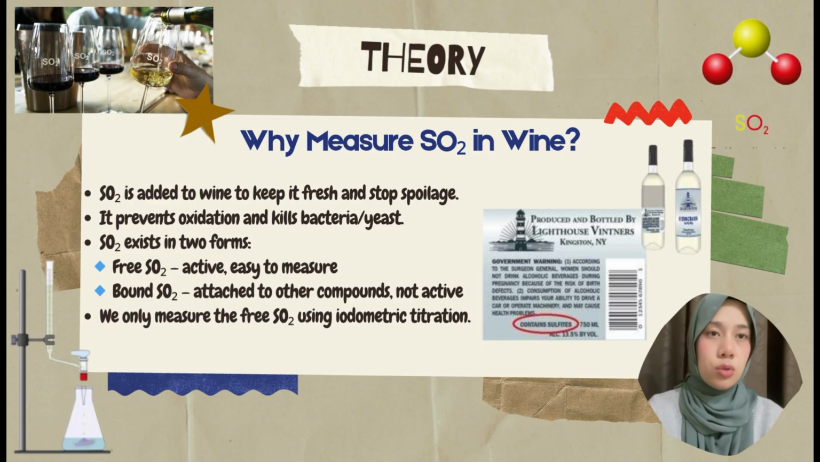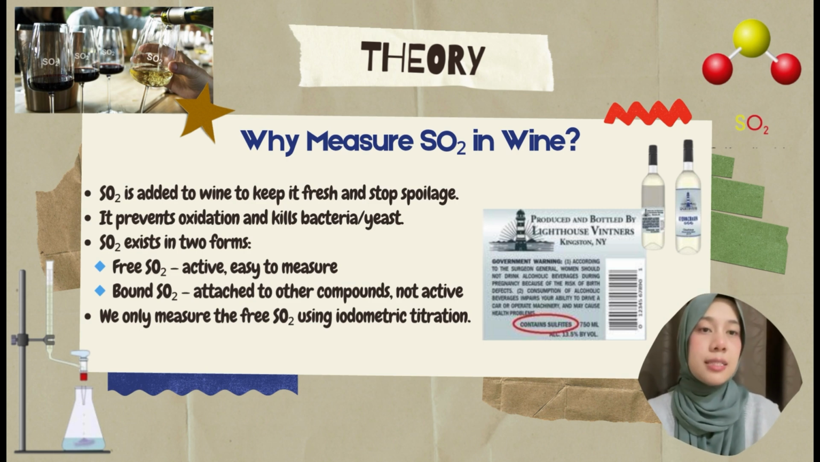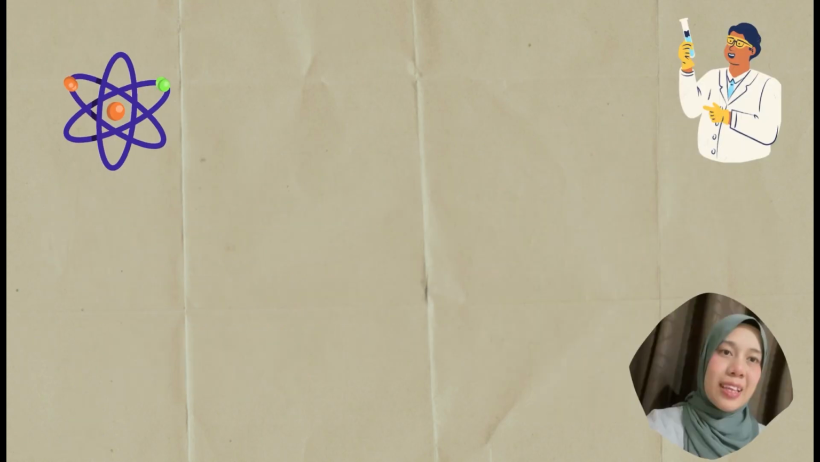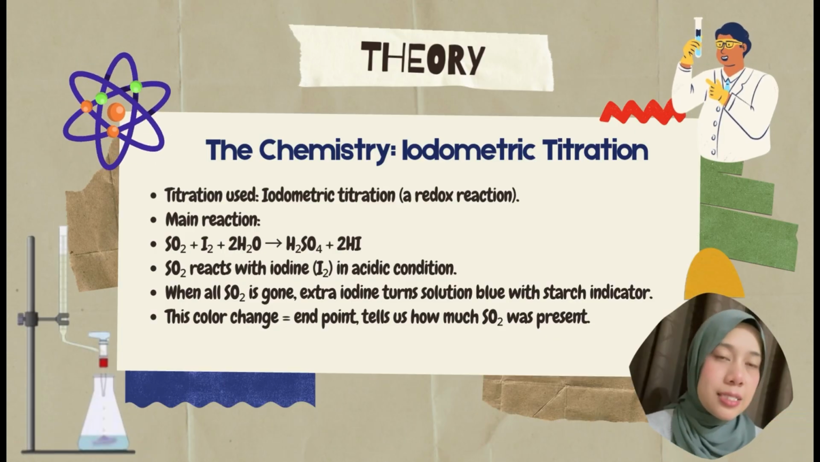In wine, SO2 exists in two forms, free SO2 and bound SO2. The free form is the active part that protects the wine and is the one we want to measure. That's why in this experiment, we focus only on determining the amount of free SO2 using a method called iodometric titration.